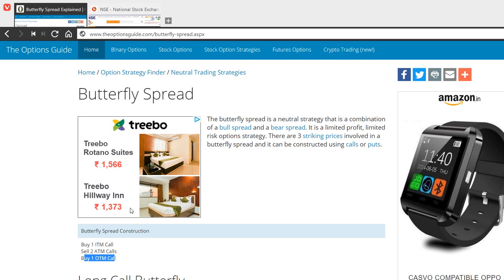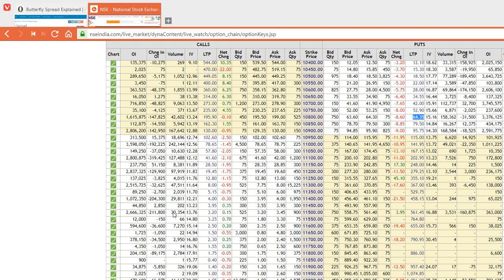So again, the same thing on the put side. In this example here, this is the Nifty, and you can actually buy this, sell 2 here, and then somewhere here you can buy one for protection. So that's a typical butterfly spread.